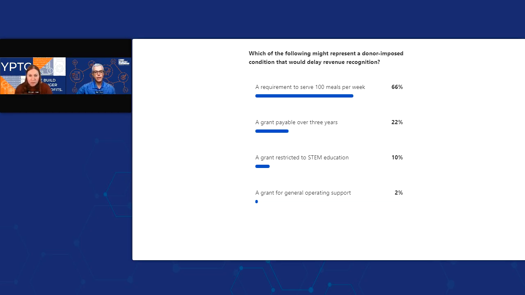All right, let's see our results. So yes, the donor-imposed condition, yes, the requirement to serve 100 meals per week. Mm-hmm. And that grant payable over 3 years, that is just timing restricted. If it's restricted or whatever, you would just call it a receivable today, and it would be timing restricted as it comes in over the next 3 years.